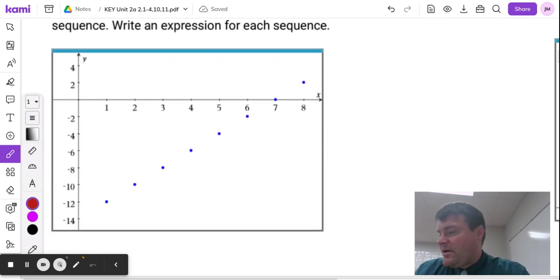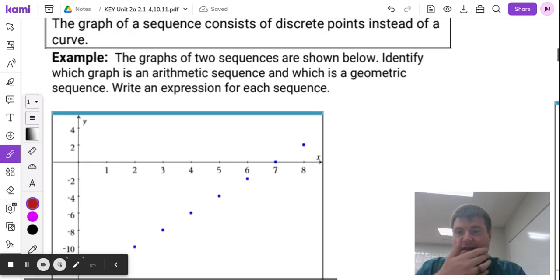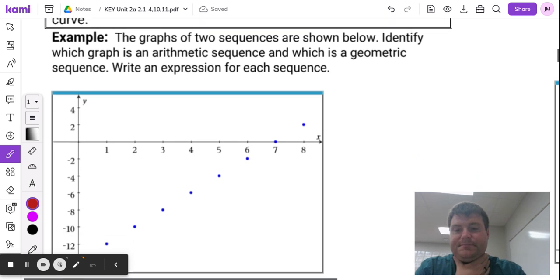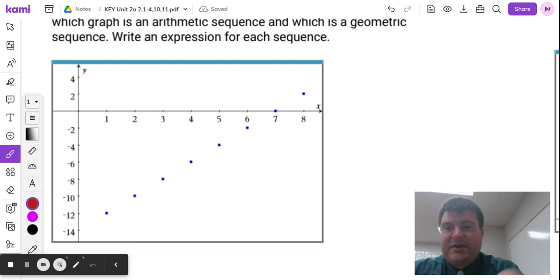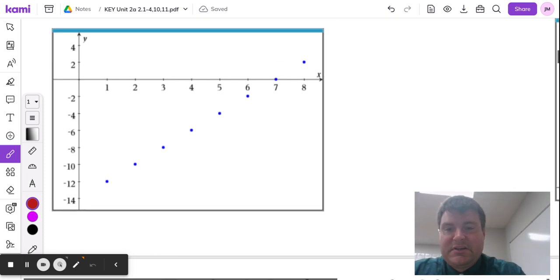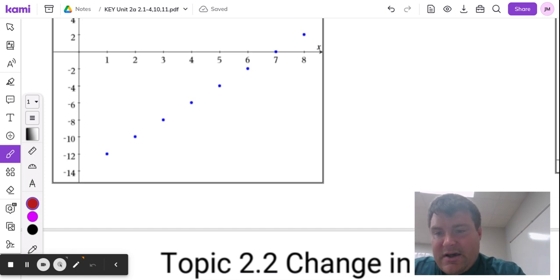Last thing is talking about graphs of sequences, arithmetic and geometric. This is an arithmetic sequence graph here. You can tell because we're increasing by the same amount every time. So it wants me to write an expression for each sequence. You can see how that makes a line right there, right?